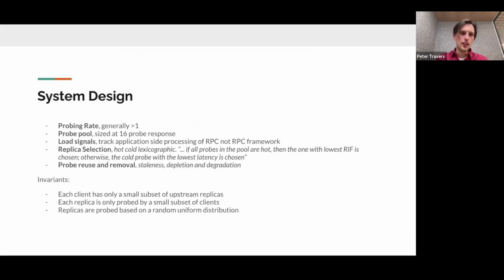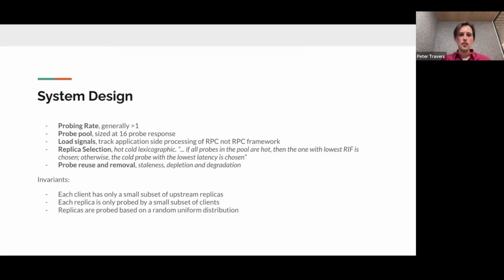So yeah, the system design is fairly simple. It relies on some invariants that the authors tucked into the paper, which is that each client has only a small subset of the upstream replicas. For a given node, I'm only ever looking at 4 out of 400 upstream replicas, and each replica is only being looked at by maybe 20 downstream clients.